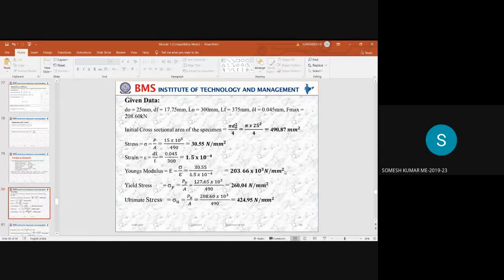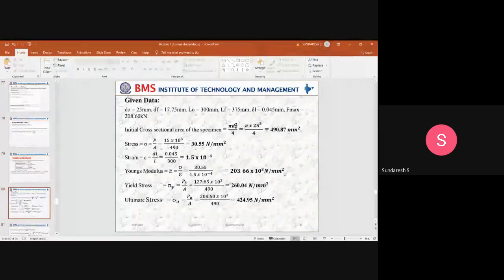Yes, sir. 203.66 into 10 power 3 Newton per millimeter square. That is the unit for the modulus of elasticity. Is it clear, my dear students? Please try. Ashit Kumar, are you doing the problem? Yes, sir. Could you get the value of modulus of elasticity E? Yes, sir. It is 203.66 into 10 power 3 Newton per millimeter square.